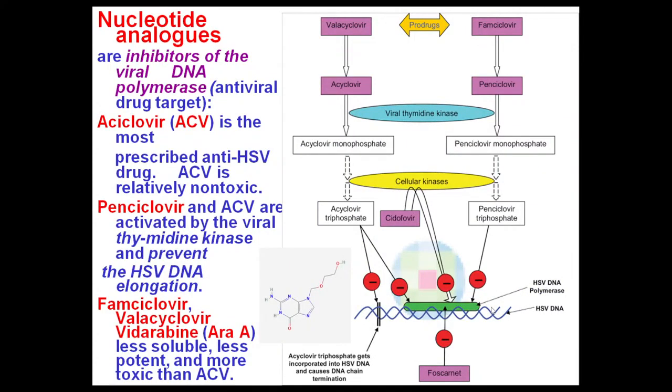So then, a few words about the development of the treatment. So, the nucleotide analogs are inhibitors of the viral DNA polymerase, and that is the most common target for antiviral treatment of herpes virus infection. The first one was acyclovir. This is the most prescribed anti-herpes virus drug by now, and relatively it is non-toxic.